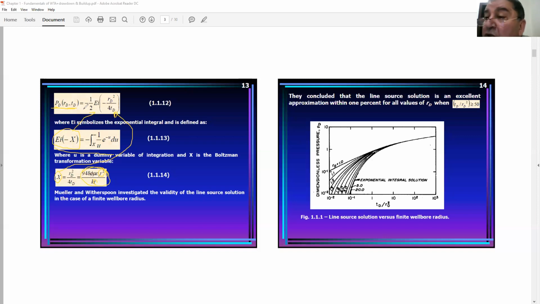To do that, you need to know how much p_D is. To know how much p_D is, you need to know the Ei function. To know the Ei function, you need to know the value of x. To know the value of x, you need to know r and you need to know t. Is that clear so far, guys? Is that clear?